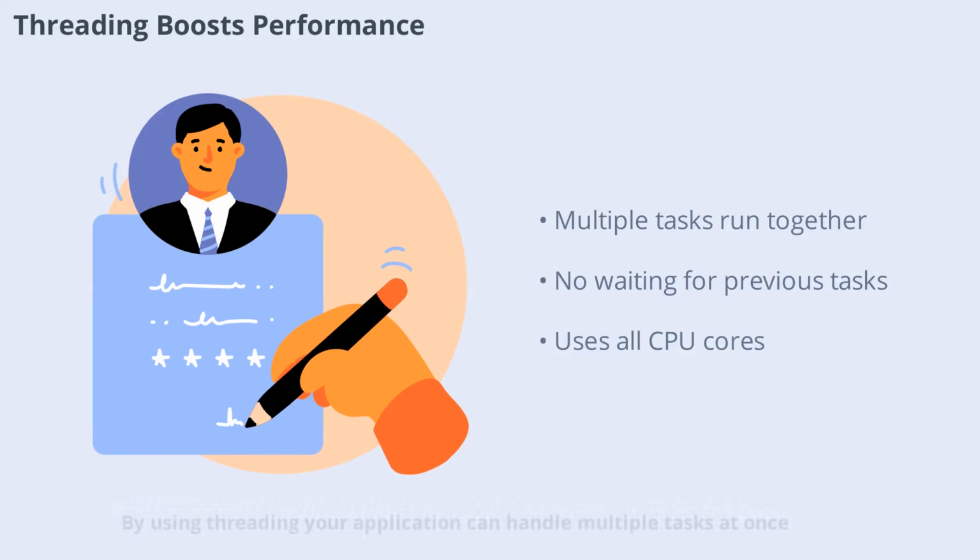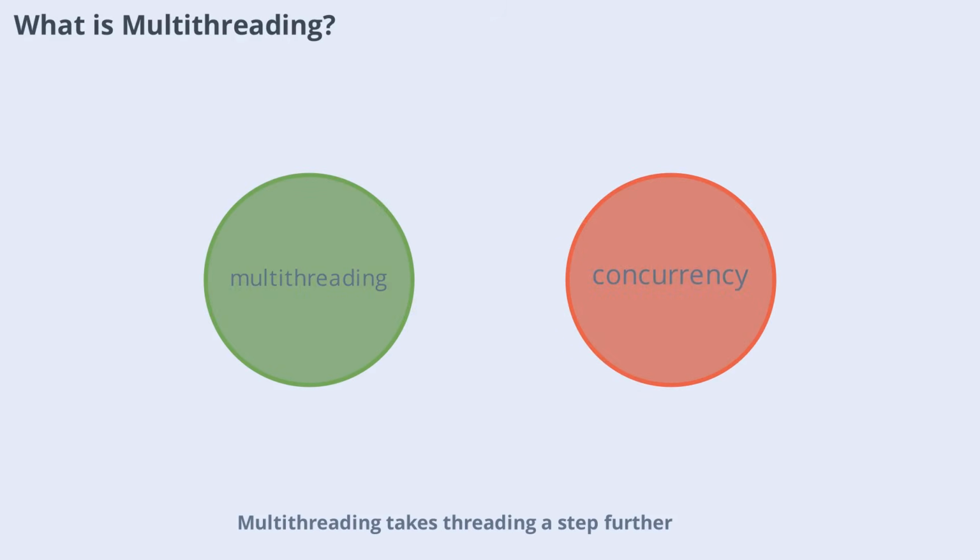By using threading, your application can handle multiple tasks at once, making it much faster and more efficient. Without threading, each task would have to wait for the previous one to finish, slowing everything down. Threading lets you take full advantage of your computer's processing power, especially on modern multi-core CPUs. Multithreading takes threading a step further. It means running multiple threads at the same time within a single program. Each thread can handle a different task, and the CPU divides its time among them. This leads to smoother performance and a better user experience, especially in complex applications.